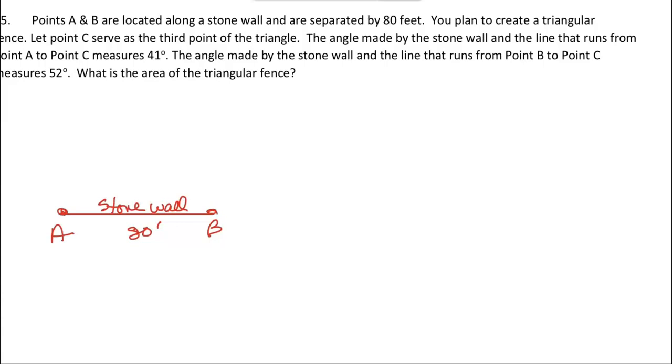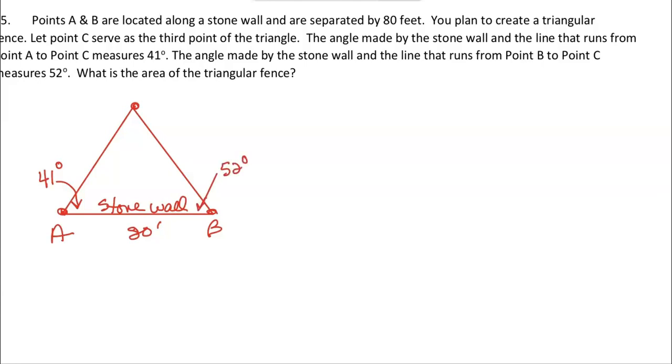Okay, you plan to create a triangular fence. Let point C serve as the third point of the triangle. So I put that here. So now I'm going to make my triangle. The angle made by the stone wall and the line that runs from point A to point C measures 41 degrees. So right in here, that is 41 degrees. The angle made by the stone wall and the line that runs from point B to point C measures 52 degrees. So right here, that is 52 degrees.